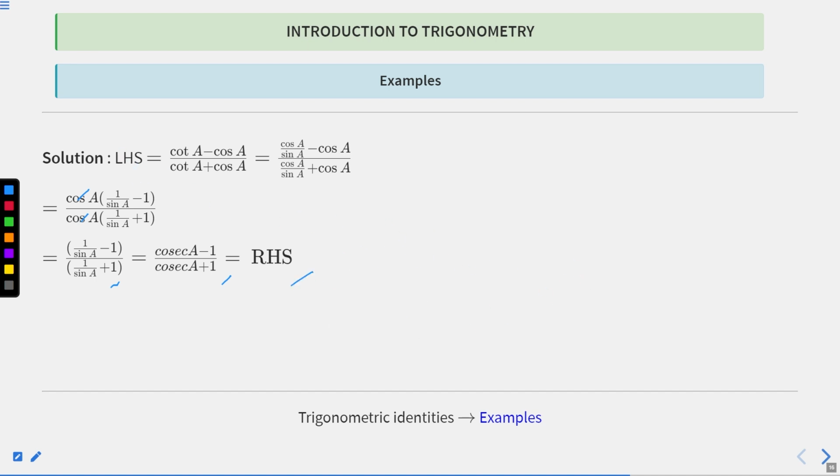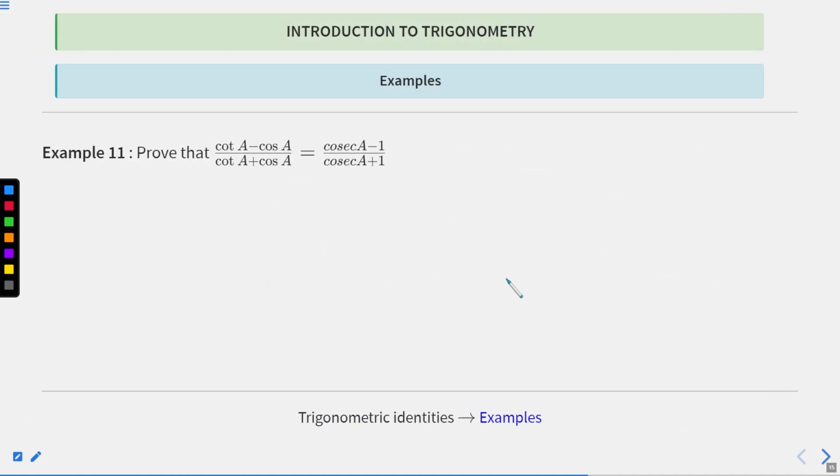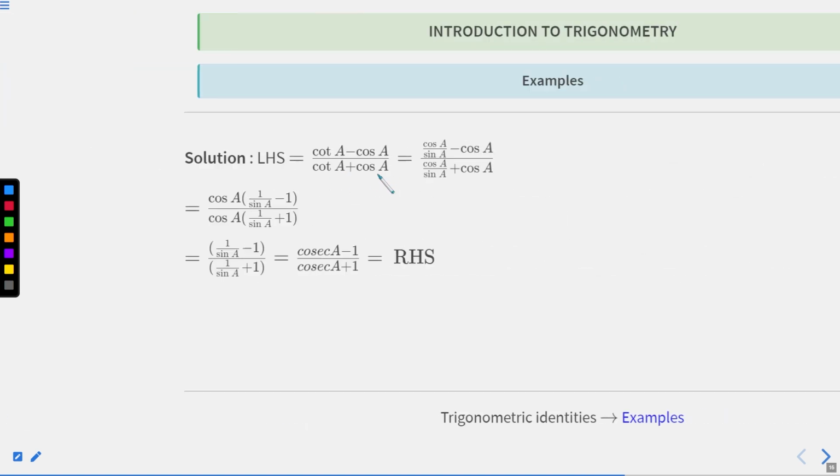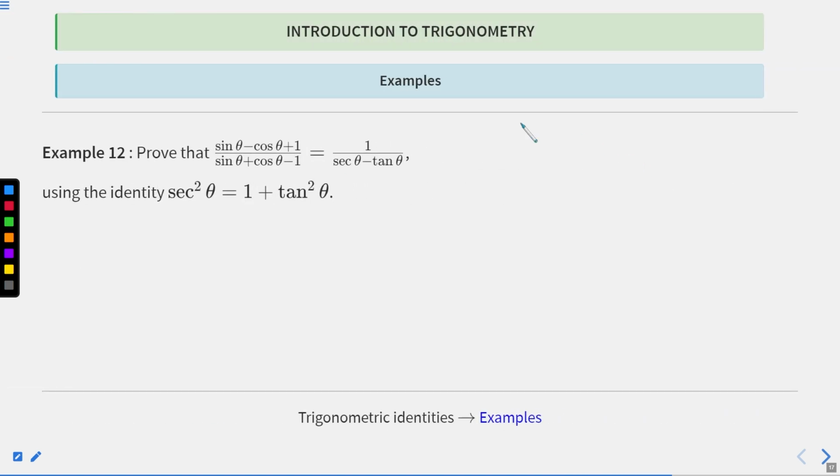So here left hand side is equal to right hand side. Okay, so therefore cot a minus cos a divided by cot a plus cos a is equal to cosec a minus 1 divided by cosec a plus 1. Okay, so proved. Now let us see the next example.